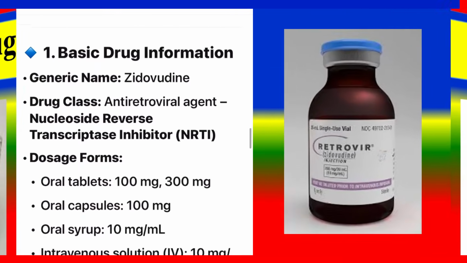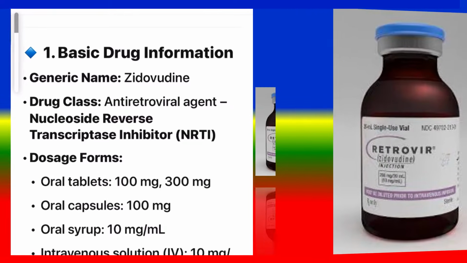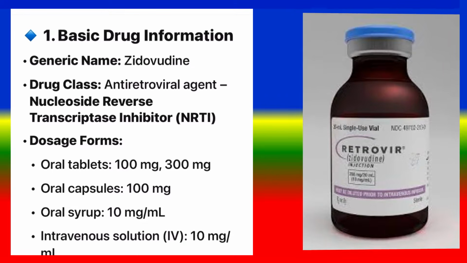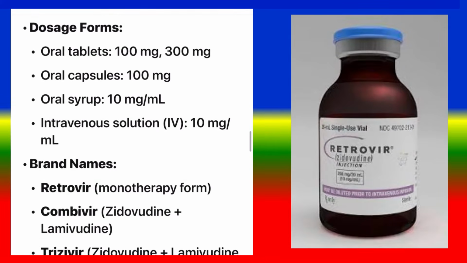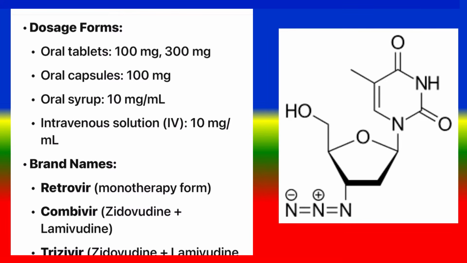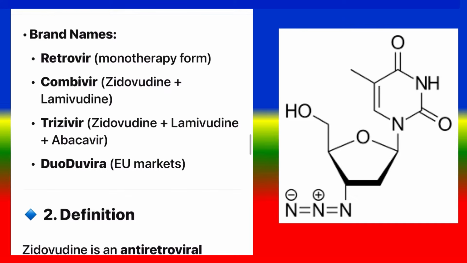Basic drug information. Generic name: Zidovudine. Drug class: antiretroviral agent, nucleoside reverse transcriptase inhibitor, NRTI. Dosage forms: oral tablets, 100 milligrams, 300 milligrams. Oral capsules, 100 milligrams. Oral syrup, 10 milligrams per milliliter. Intravenous solution, IV, 10 milligrams per milliliter.